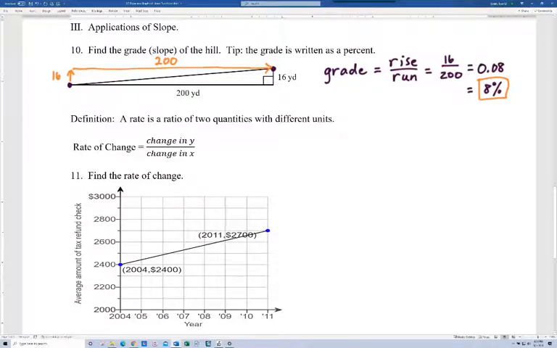Now 8% is actually a pretty large grade for a road. It's not intended for like big trucks and that kind of stuff. That's pretty big grade.